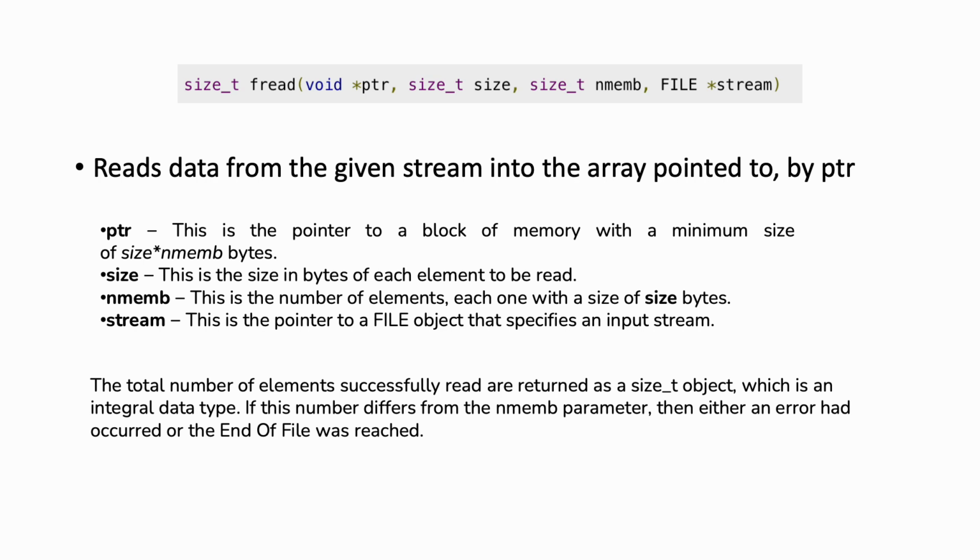And this is fread. We can read data from the given stream into the array pointed to. So we have 4 arguments. The first is the pointer to a block of memory with a minimum size, then the size in bytes of each element to be read, then the number of elements, each one with a size in bytes, and then a pointer to the file. So you can use this function and our provided data structure to read the superblock and root directory entry.